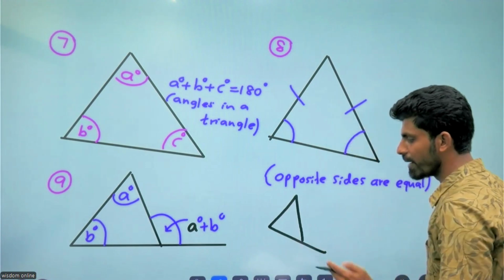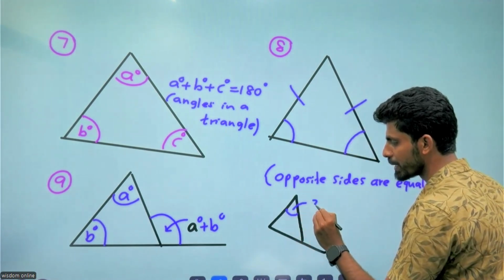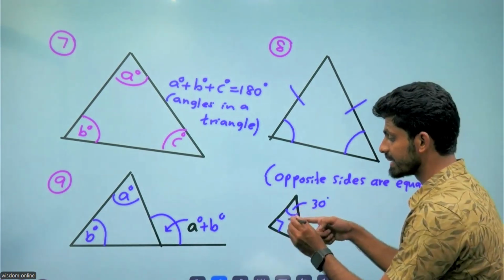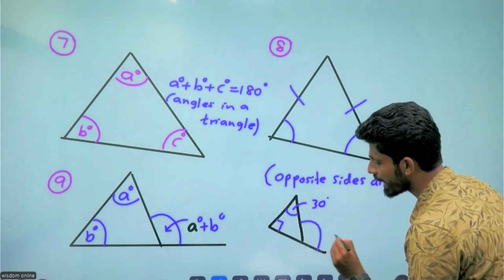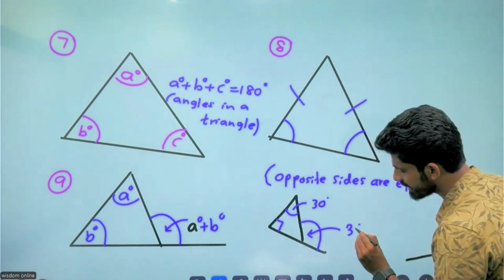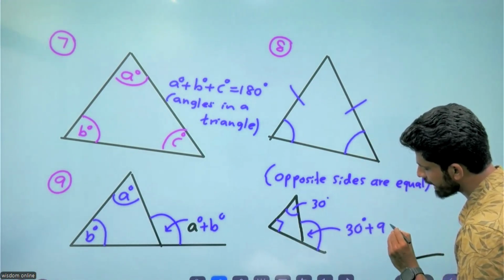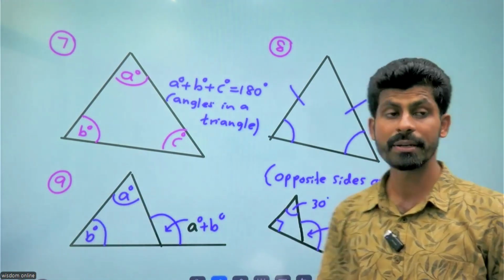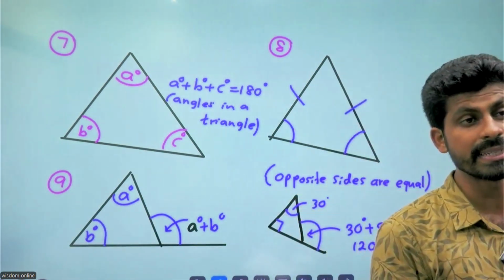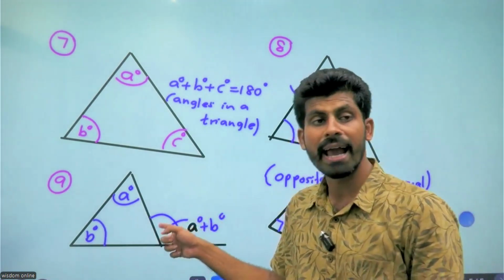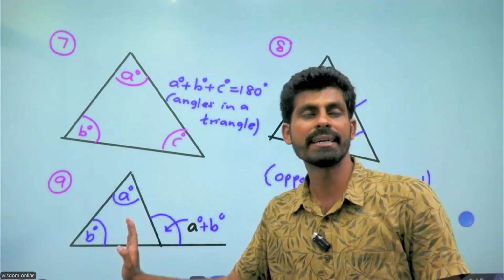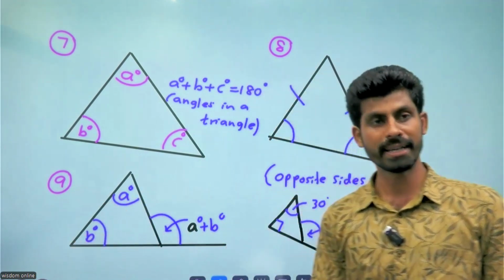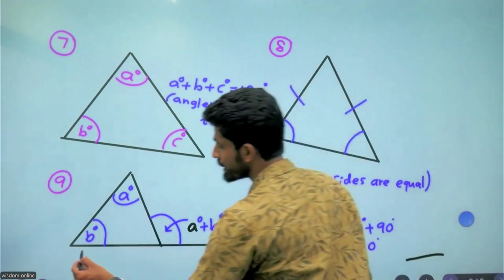I will tell you an example. This one equals 30. This one equals 90. 30 plus 90. So this angle equals 30 plus 90, 120 degrees. 120 degrees is the exterior angle. The exterior angle equals the total addition of the interior opposite angles. So I'll write down the theorem.